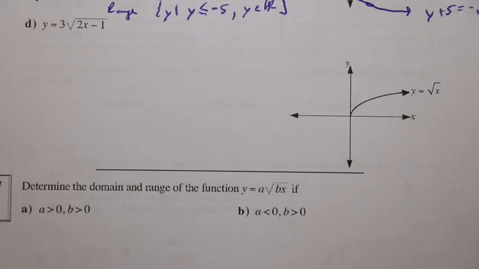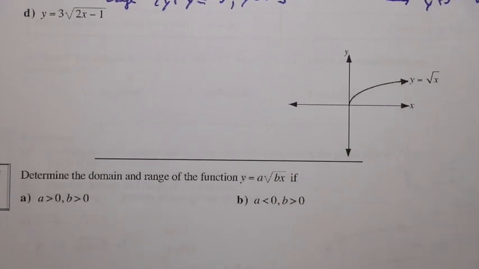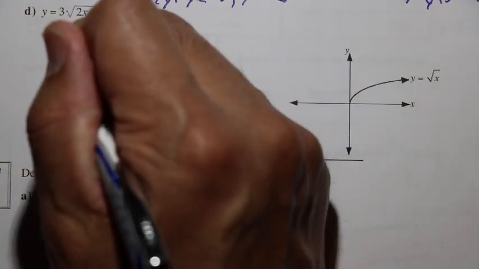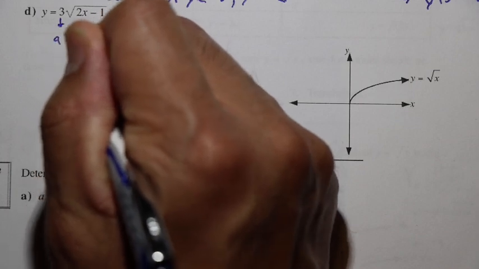Let's now take a look at part D. We have y is equal to 3 times the square root of 2x minus 1. Looks like here this is an a value, a is equal to 3.